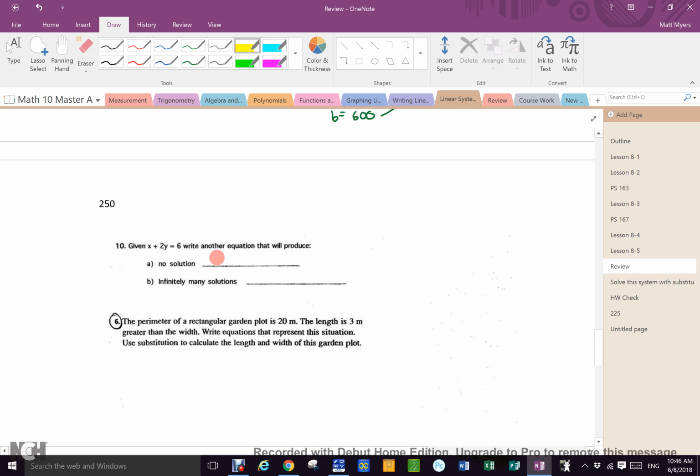Here is my equation. If there is no solution, the second line will have the same what? Slope. So as long as X and Y are the same, but the 6 is different, it's going to have no solution. So as long as I have X plus 2Y equals B, any other number, but B can't be 6, it's never going to cross. Everybody understand? Some of you may have done this.